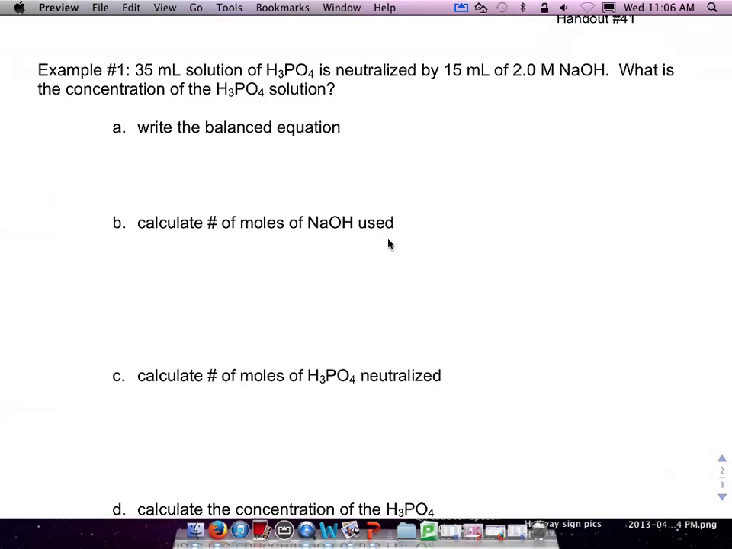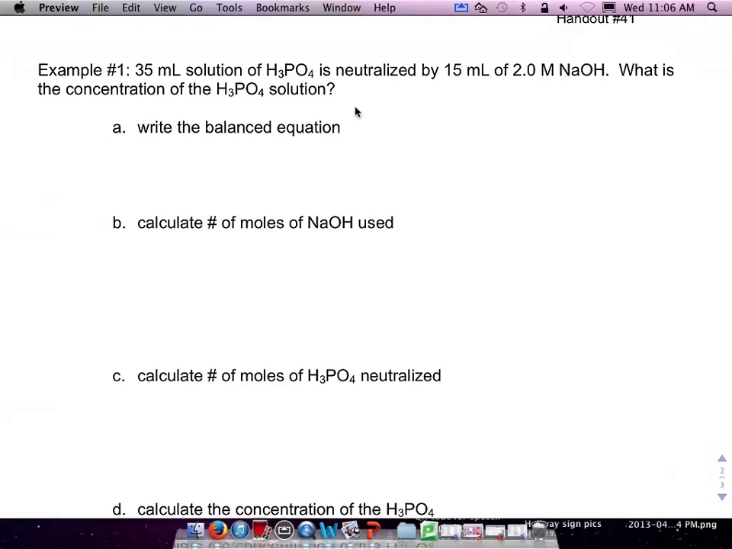So let's imagine that you did a titration and this was your data. You took 35 milliliters of your solution and put that in an Erlenmeyer flask. This happens to be your acid because it starts with H. You neutralize it with 15 milliliters of a 2.0 molarity base solution. We know it's a base because of that OH. 15 milliliters, whose concentration we know, was added to 35 milliliters of our unknown. Now let's figure out what we do with that.